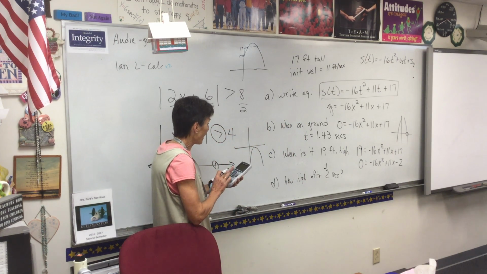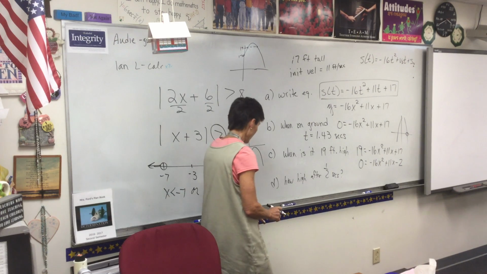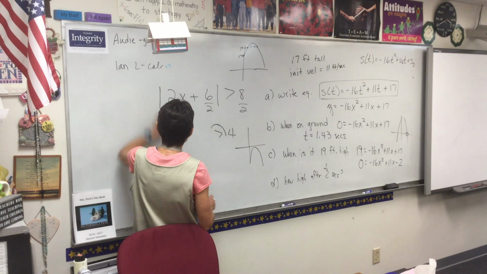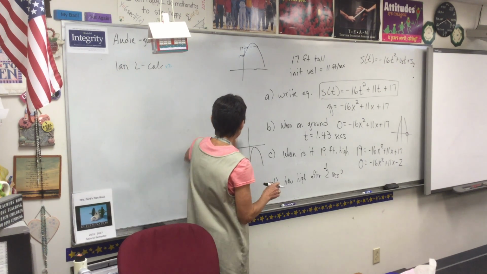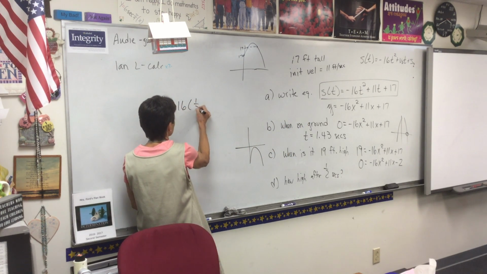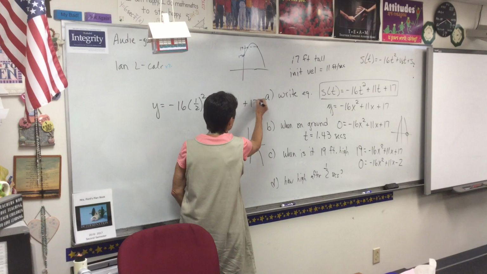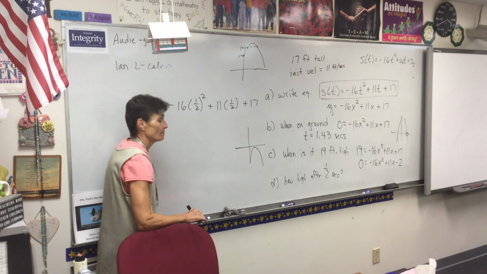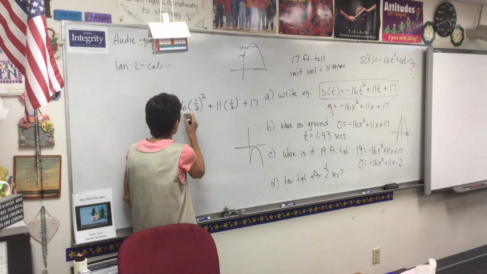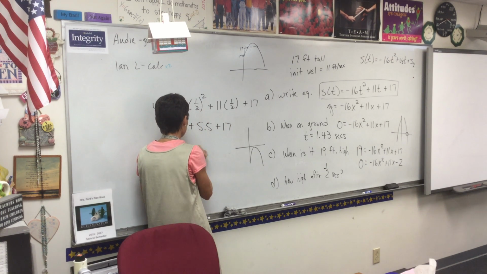All right, how high is it after half a second? Plug it in for x. So I'm going to plug a half in for my x value in my equation. So y equals negative 16 times a half squared plus 11 times a half plus 17. A half squared is 1/4, so negative 4 plus 5 1/2. Did you get 18 1/2?